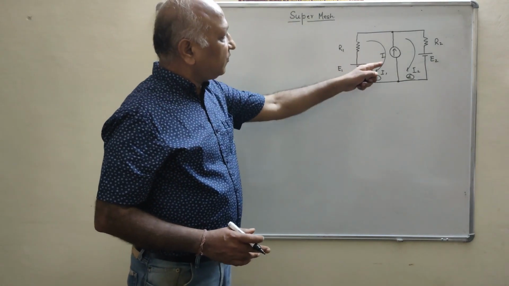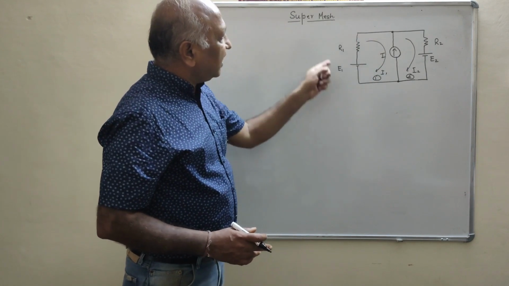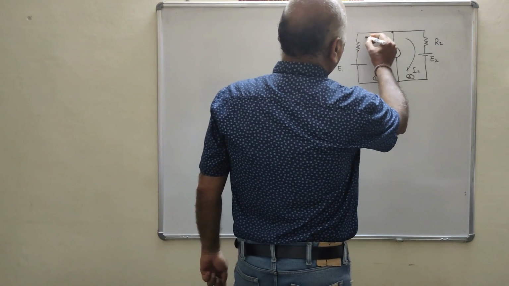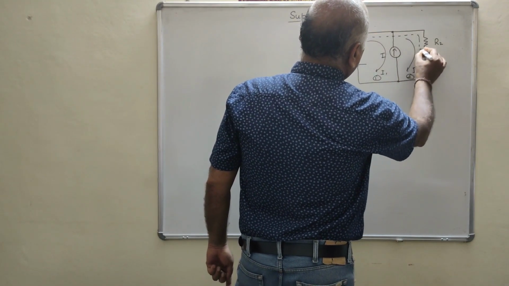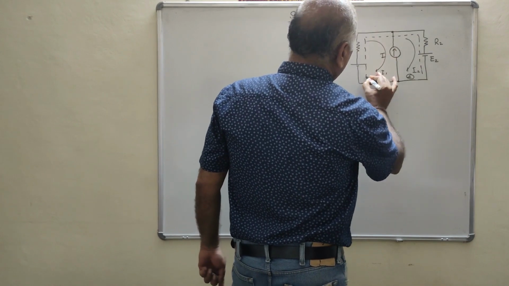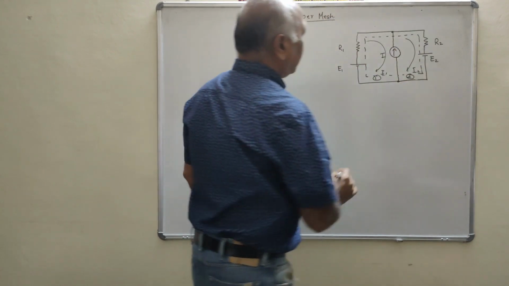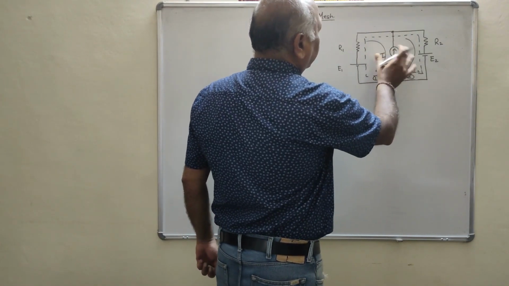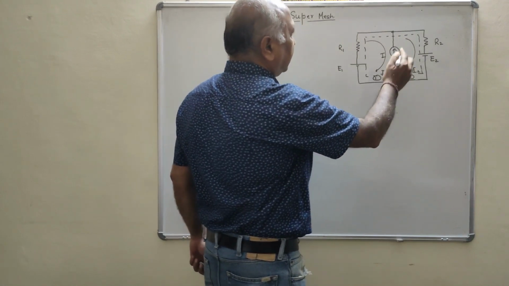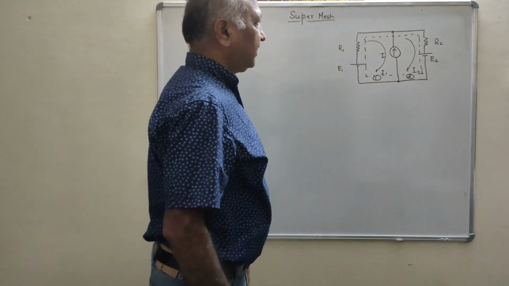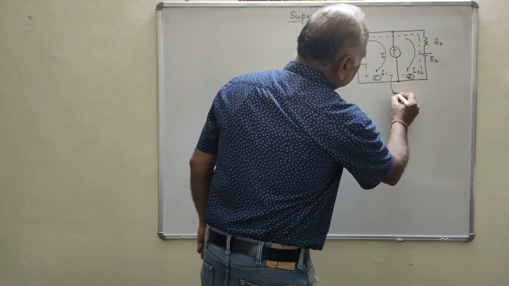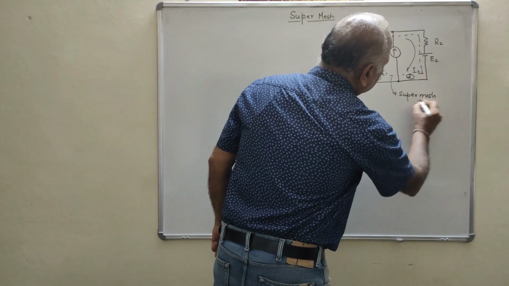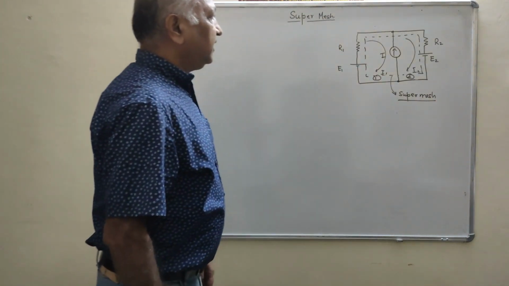Now in this type of question we use the super mesh formation. The super mesh will be like this. In the super mesh we apply KVL, and at the point common to mesh 1 and mesh 2 where the current source is connected, we apply KCL. This is the super mesh.